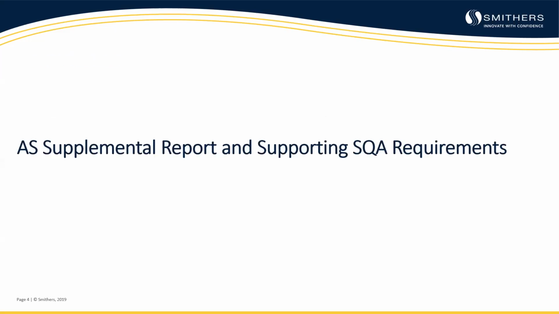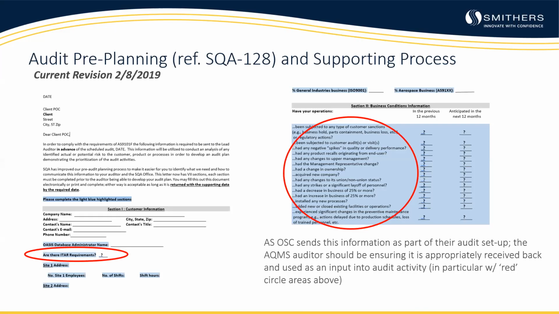So let's start with the AS supplemental report and some of the supporting SQA requirements. It all starts with audit pre-planning. This is reference SQA 128 and the supporting process. Current revision is February 8th, 2019, so that document has not been changed in the last 12 months or so.